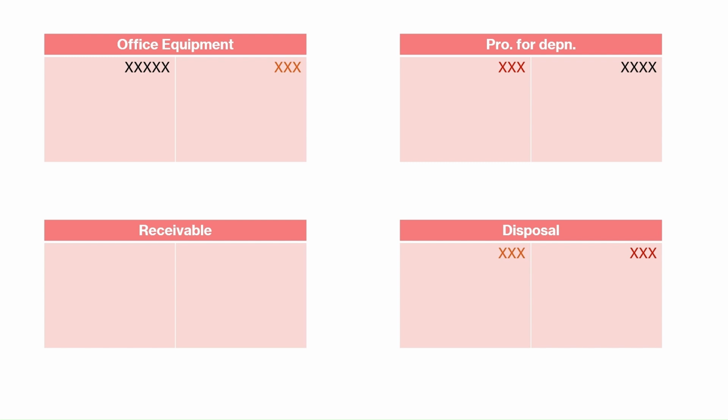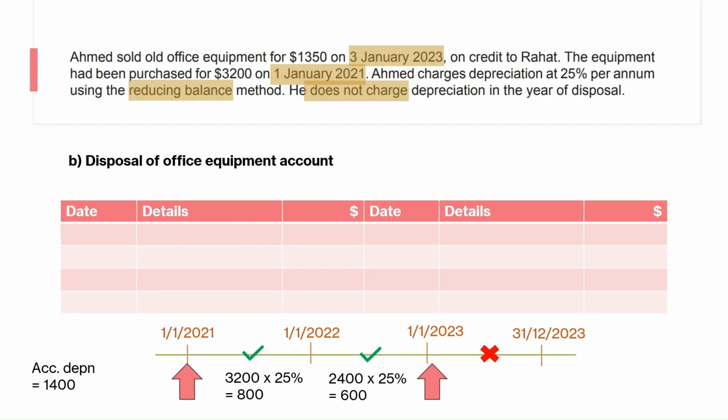And we know that the asset was sold on credit. So that means that we will be receiving money and the receivable is an asset account. So then we will be debiting that. The opposite account will be the disposal account, which will be credited. After that, you can balance and try to calculate the loss on disposal or the profit on disposal. So let's figure that out using the question.